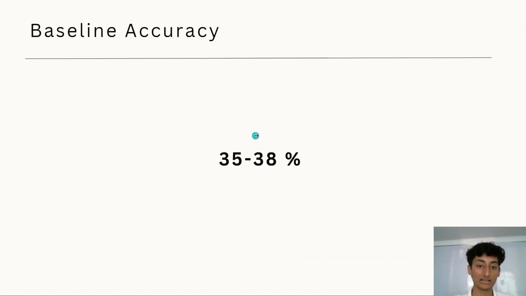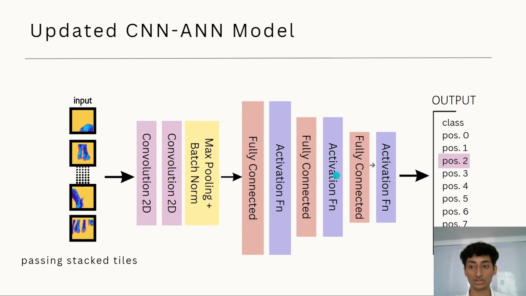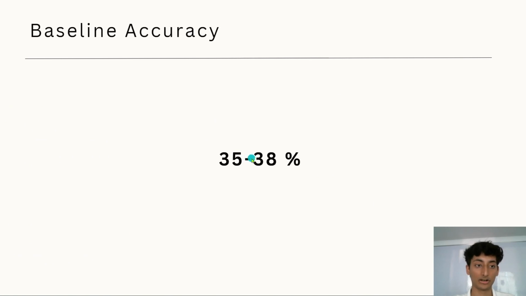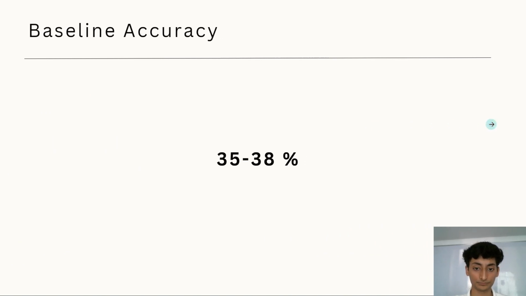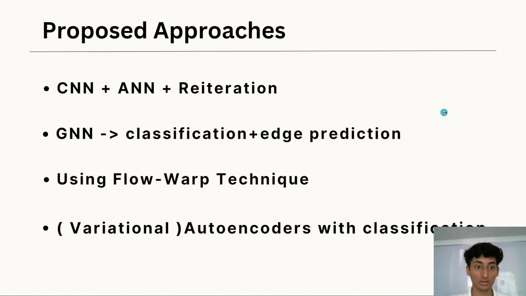So the accuracy increased in this because, though I have not mentioned the losses that we used here, we also started using a different bunch of losses for this particular baseline. So the accuracy jumped from 18 to 35, 38 because we tried using different losses and also the reiteration approach. So the proposed approaches are CNN ANN plus reiteration, which is this.